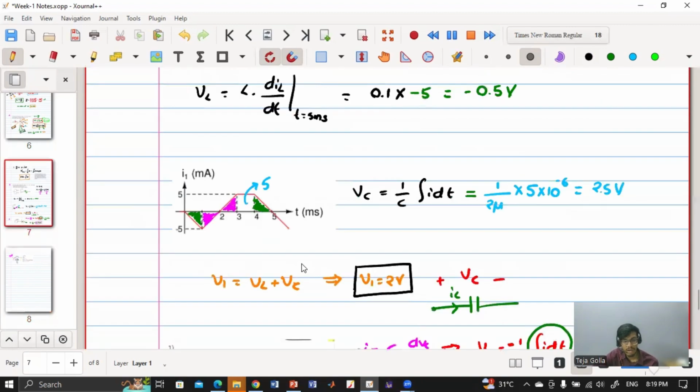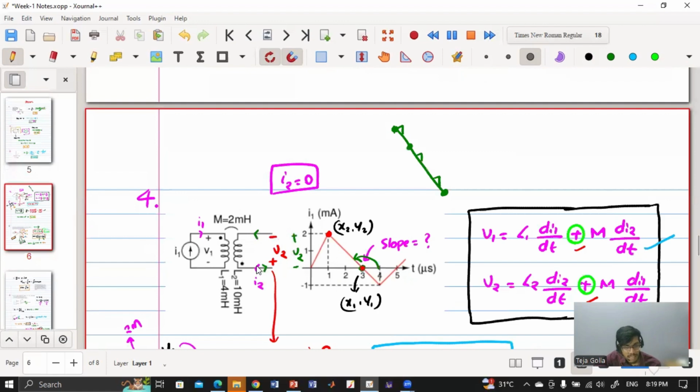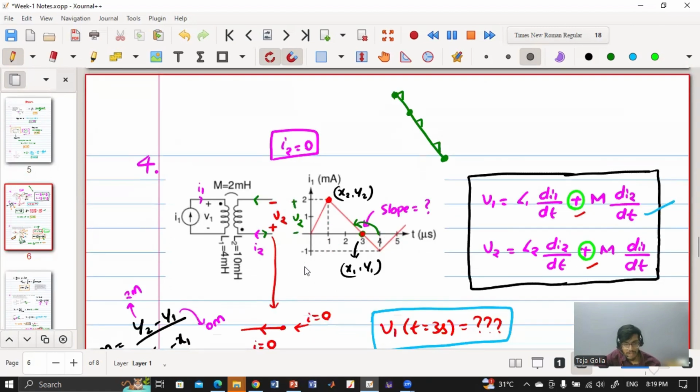It changes only if the current is entering in one case and leaving in the other. Say if the current is in the magenta direction, then this terminal will be positive and this terminal will be negative. If the current is in the direction of this green color, then this will be positive and this will be negative. Now let me show you something. In the case of the red color, what is the expression of V2? V2 is M into di1 by dt, right?